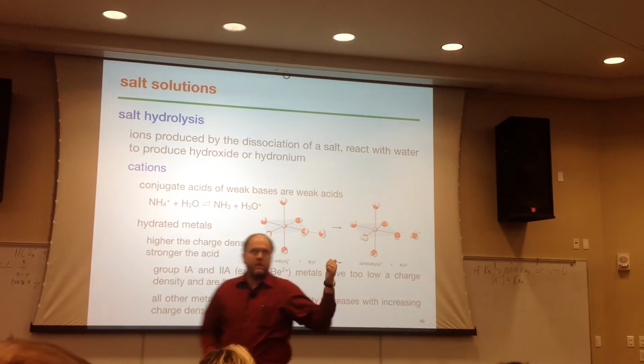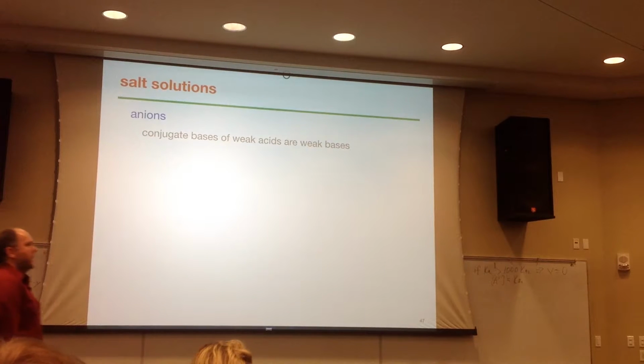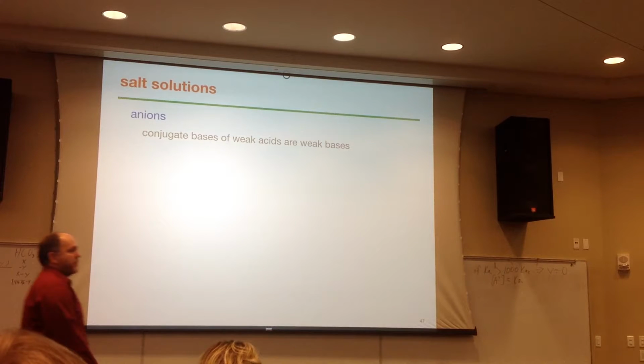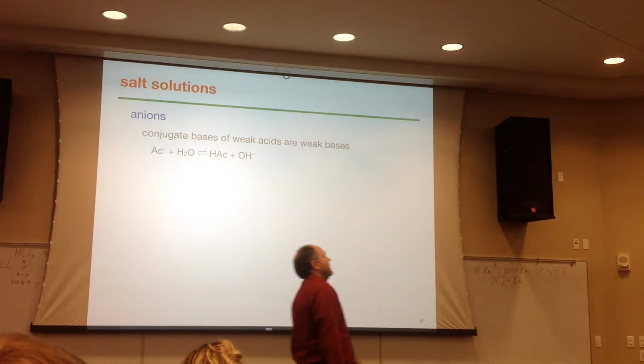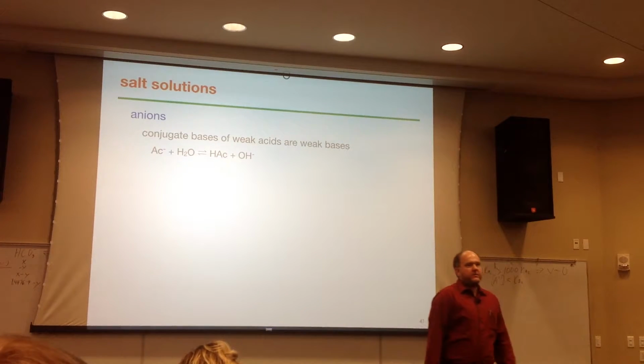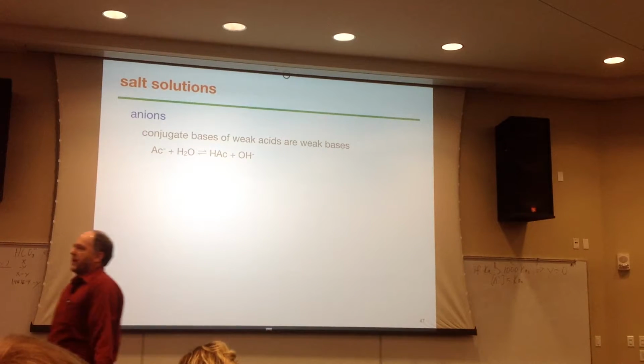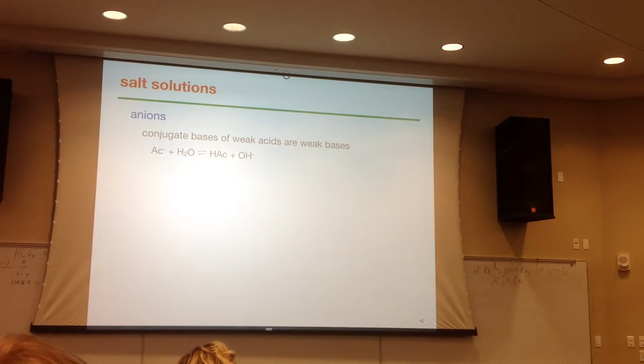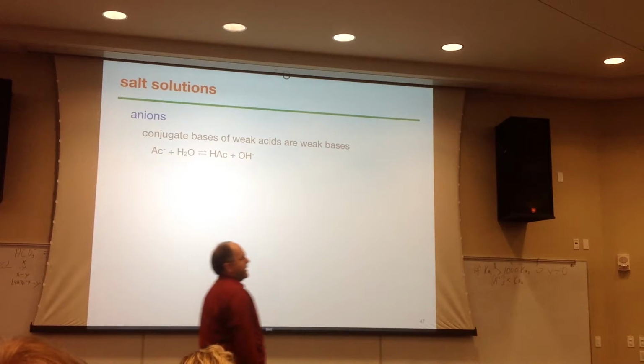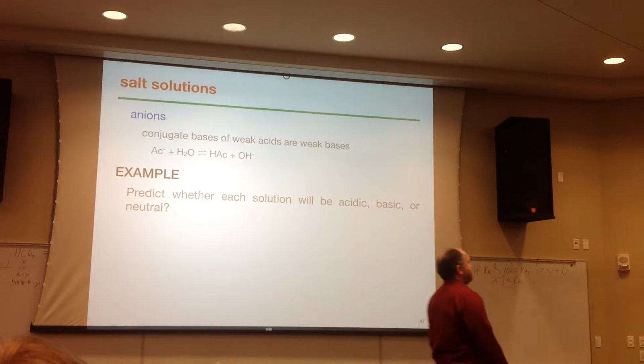All right. Okay. Anions. Anions are typically the conjugate bases of weak acids, and they are therefore weak bases. Acetate reacts with water to produce acetic acid plus hydroxide. Okay? Meaning that acetate is a basic anion. Right, so let's predict the following.